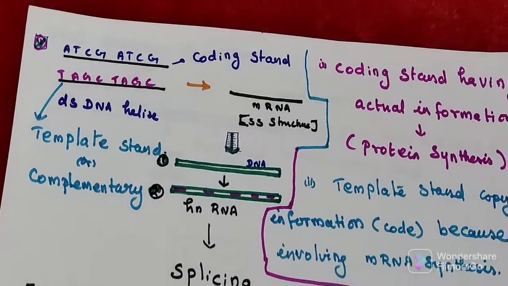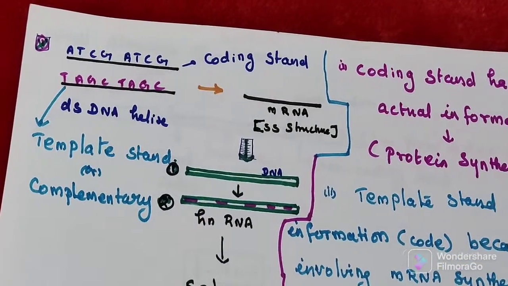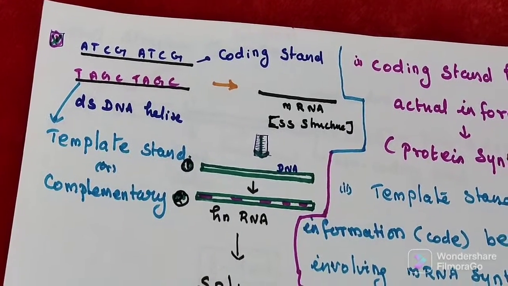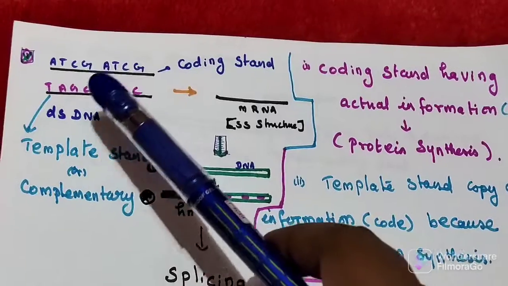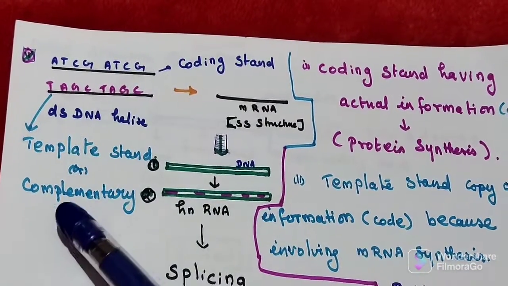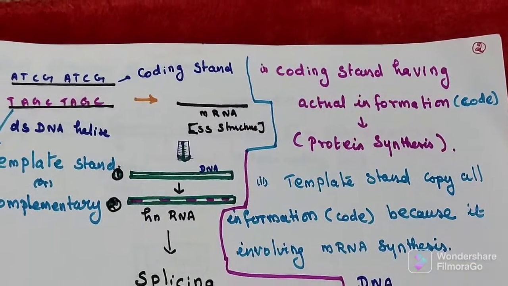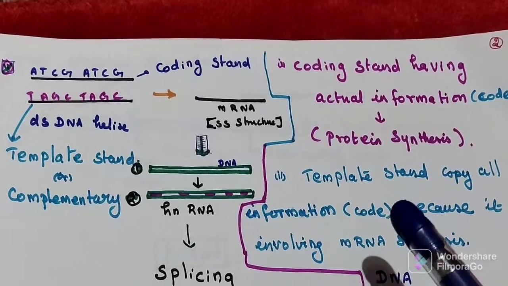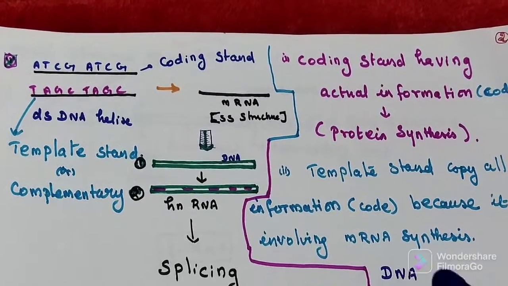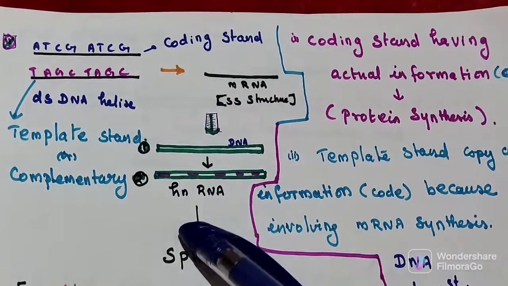This one is the DNA. DNA is the double stranded one. In the double stranded DNA molecule, one strand has the code for protein synthesis, which we need. This one is the coding strand. The other strand is called the template strand or complementary strand. This template strand copies all the coding information, because it is involved in mRNA synthesis.